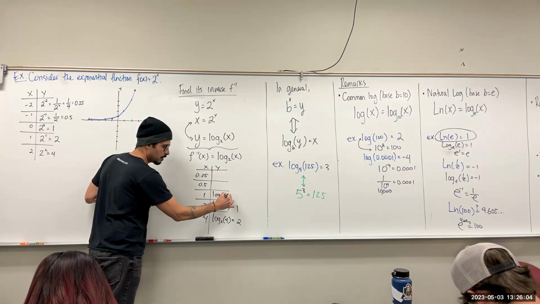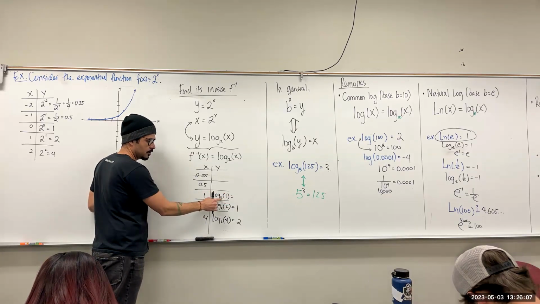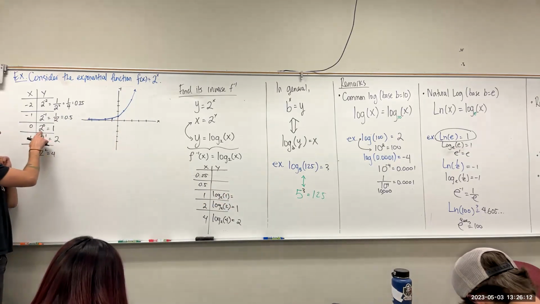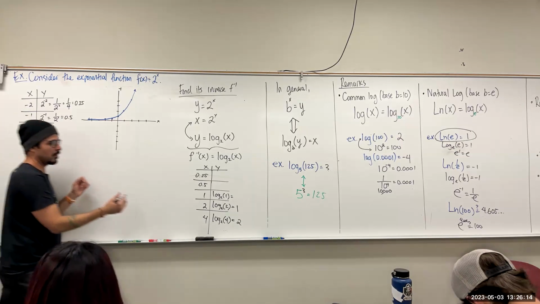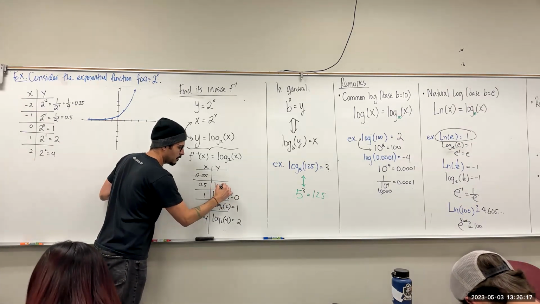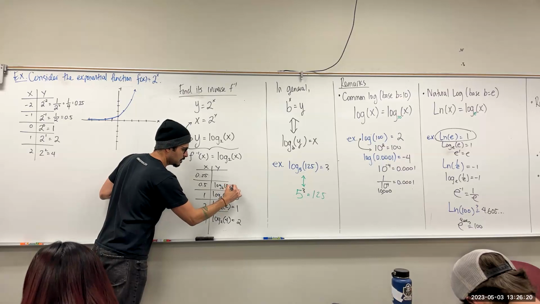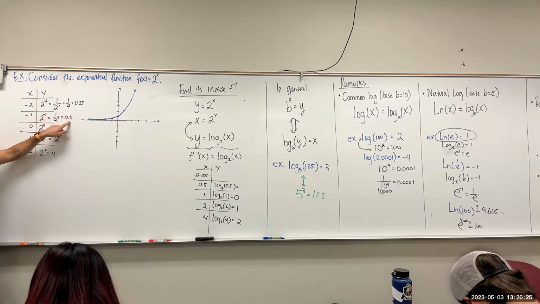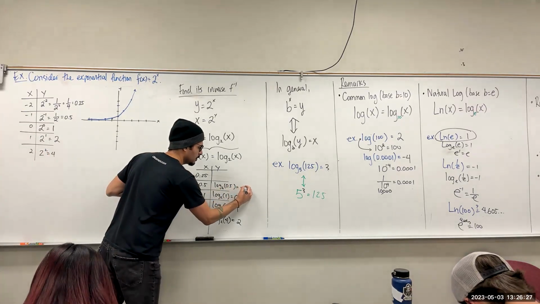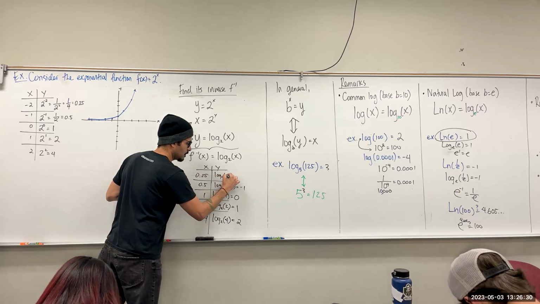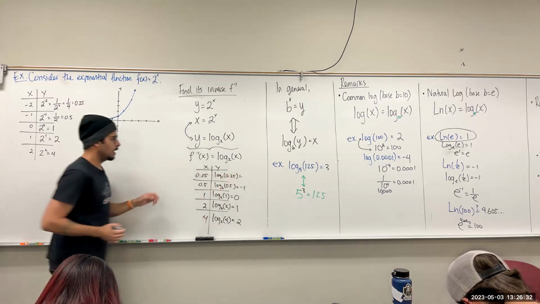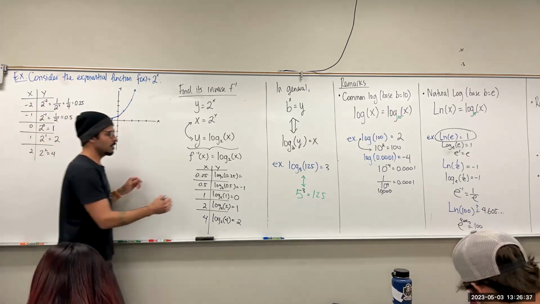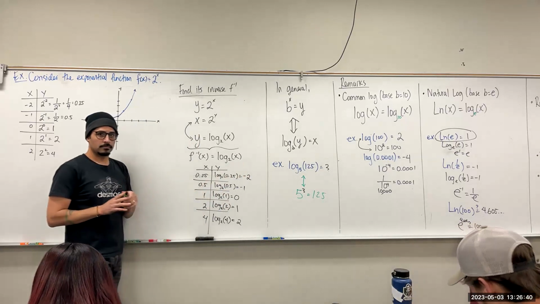Then I do this for the other ones. 2 to what power equals 1? We did that here, right? 2 to the power of 0, so that better equal 0. And then we just fill it in for the rest. We saw that 2 to the power of -1 equals a half. So this is going to be -1. And we saw 2 to the power of -2 equals 0.25. So this has to equal -2. Okay.